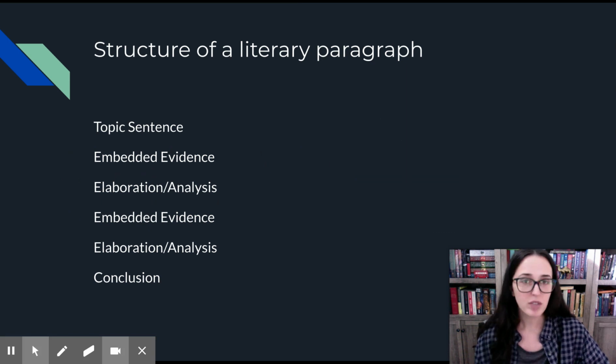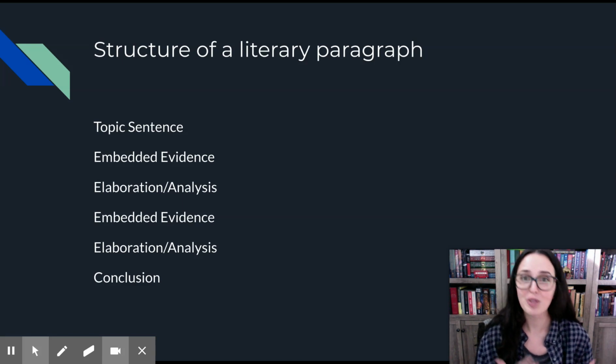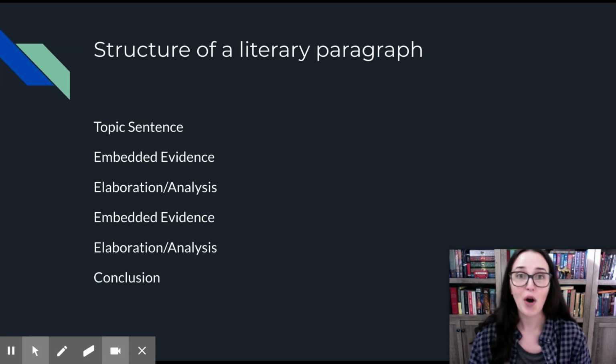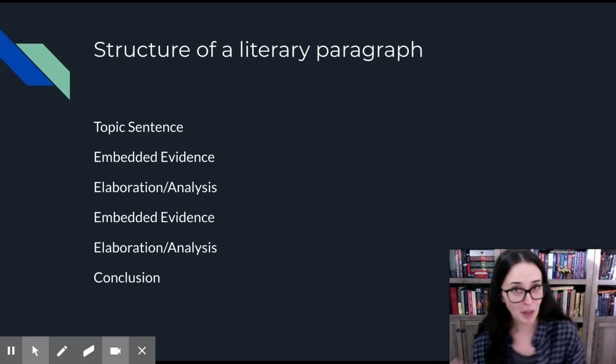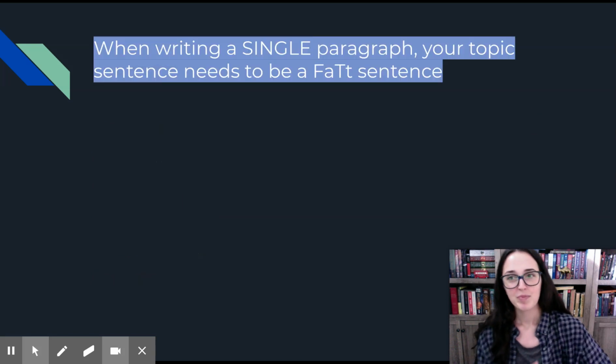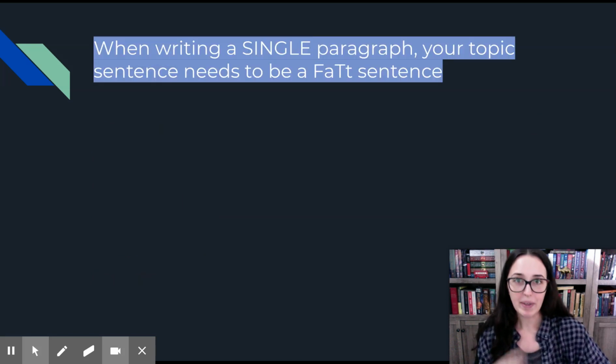So the structure of a literary paragraph is the same structure of any paragraph that you would write in an essay. It's just by itself. There's no introduction paragraph, there's no conclusion paragraph. It's just a standalone. And it includes a topic sentence, embedded evidence, elaboration and analysis on that embedded evidence, another piece of embedded evidence, more elaboration and analysis on that, and then a conclusion. So let's start with a topic sentence.